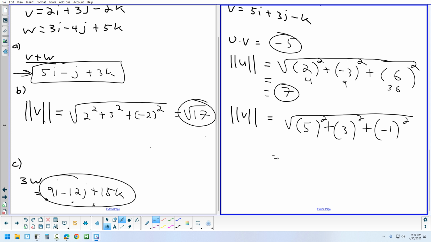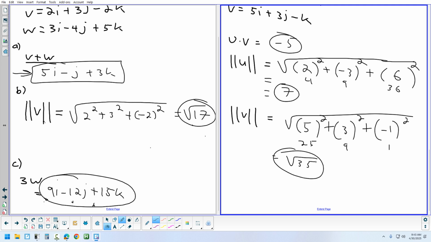What's 5 squared? 25. And 3 squared? 9. And negative 1 squared? Okay. This one will not come out to a number you can take the square root of, so we'll just leave it. We're going to get the square root of 35.